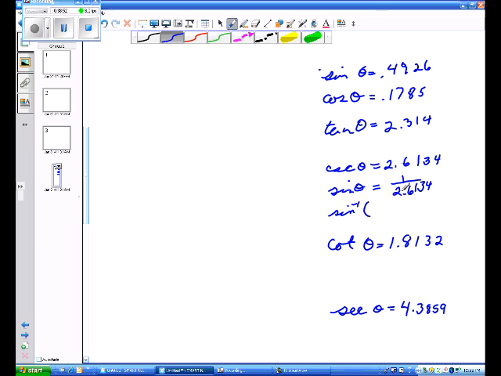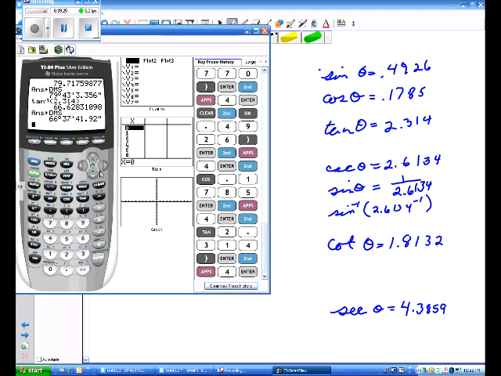Then we're going to put in parentheses, we want the reciprocal of this. So you can put 1 divided by 2.6134, or 2.6134 and then you want the reciprocal of that. I'll put it in both ways so that you can see that it works either way. But you have to think, I want the reciprocal of cosecant, which is sine, so you're going to do inverse sine, and then you want the reciprocal of the function. You'll always take a reciprocal of a function. You'll never take the reciprocal of an angle.